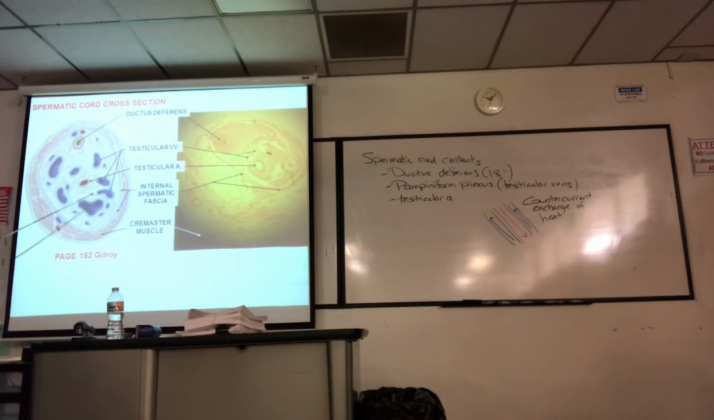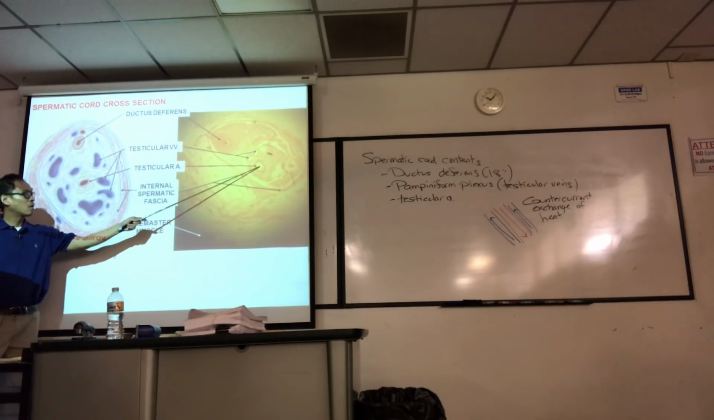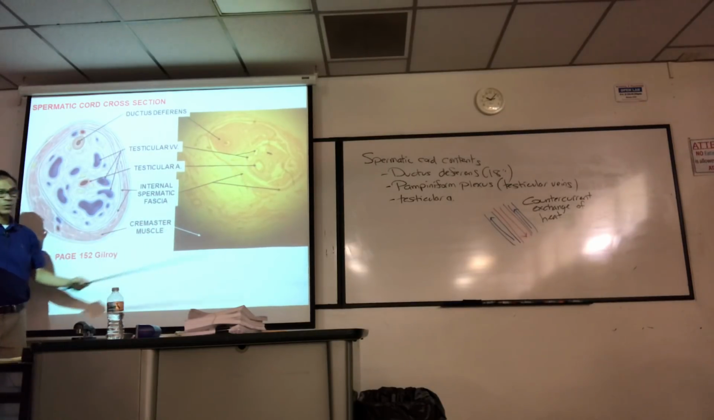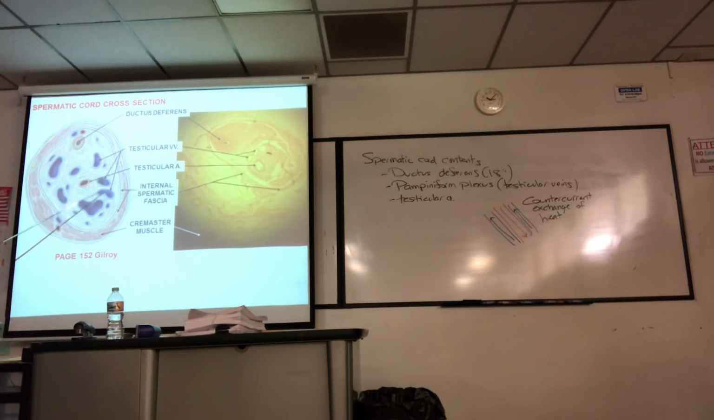I see one testicular artery. On the histology slide, it's the bigger blood vessel, and it has a thicker vessel wall. It's surrounded by a bunch of smaller vessels, the testicular veins, for the countercurrent exchange of heat. And there are other things too: the internal spermatic fascia, and the cremaster muscle, which is kind of faded out, but it's there. So you can identify these things on the microscope as well as in pictures. That will be expected of you.